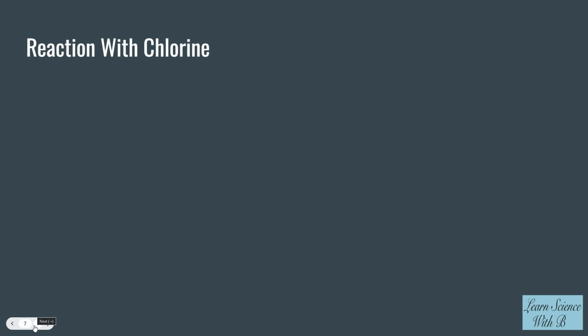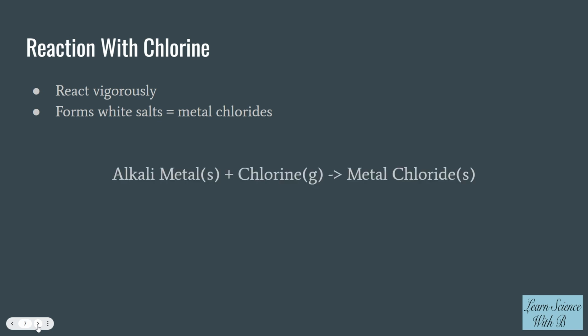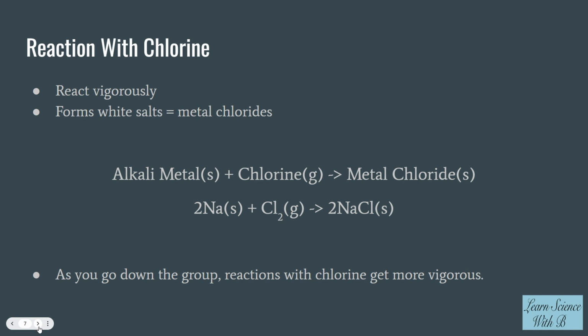Reactions with chlorine. Group 1 elements react vigorously with chlorine, producing white salts called metal chlorides. Alkali metal plus chlorine gas produces metal chloride. For example, sodium plus chlorine produces sodium chloride. As you go down the group, reactivity increases, so the reaction with chlorine gets more vigorous.